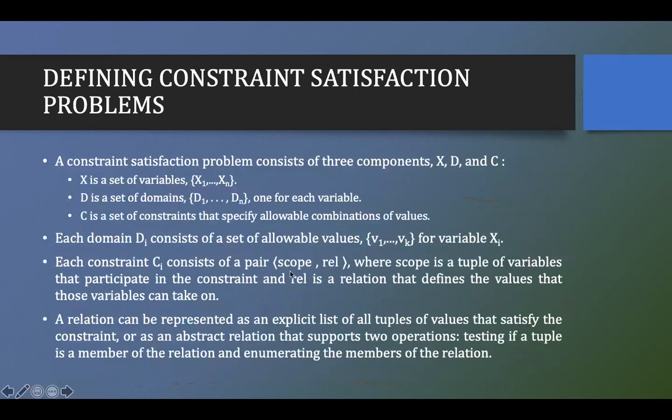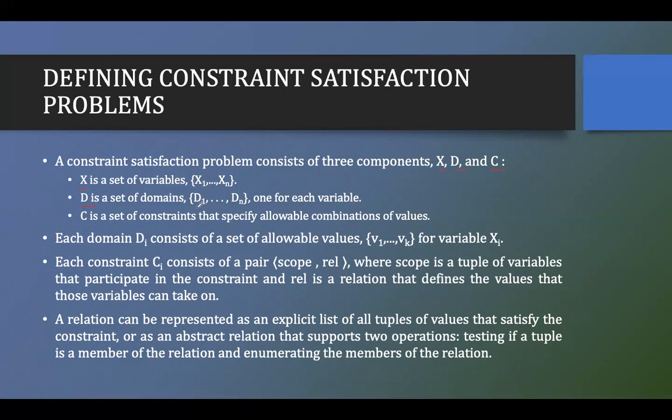Here we have some definitions regarding constraint satisfaction problems. It is very important to understand. A constraint satisfaction problem consists of three components, which are X, D, and C. The first component is X. X is nothing but the set of variables. D is the set of domains. Domain means the values that can be given to the variable.